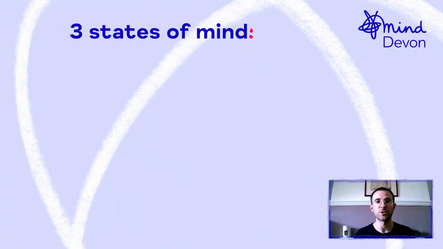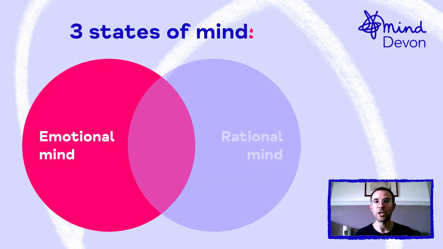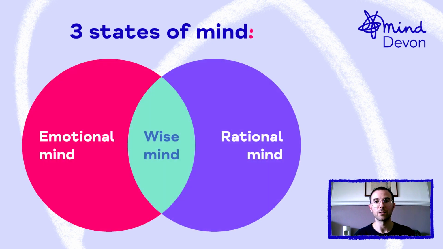Before we bring matters to a close for today, let's touch on 2 alternative metaphors which provide us with different perspectives on, and therefore a more complete understanding of, emotional regulation. The first of these metaphors involves a consideration of 3 possible states of mind. These are emotional mind, rational mind, and wise mind.